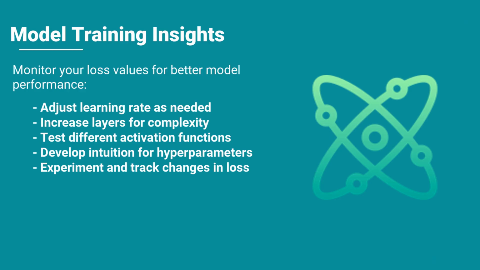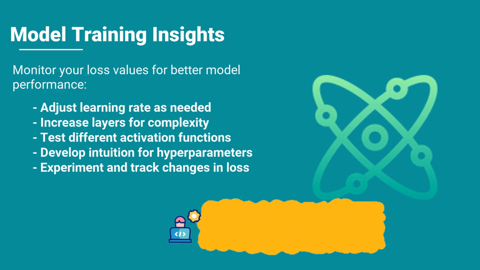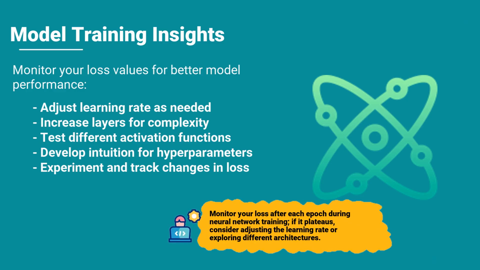When training your neural network, it's really important to keep an eye on your loss after each epoch to make sure your model is actually learning. Now, if you notice the loss plateaus, this might be a sign to adjust your learning rate, or maybe even increase the number of layers, or try out some different activation functions. As you work through this process, you'll begin to develop a keen eye for the right hyperparameters that help your model converge to something more accurate. So keep experimenting and pay close attention to those loss values. It's all part of the journey to building a better model.